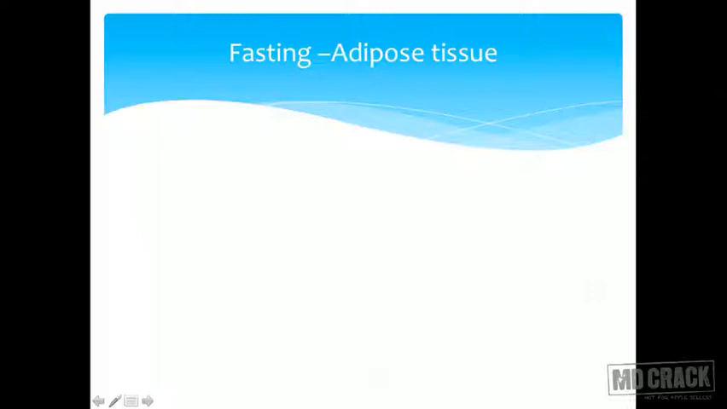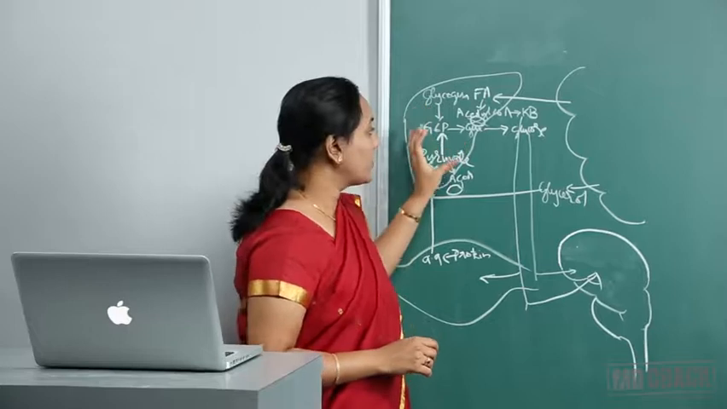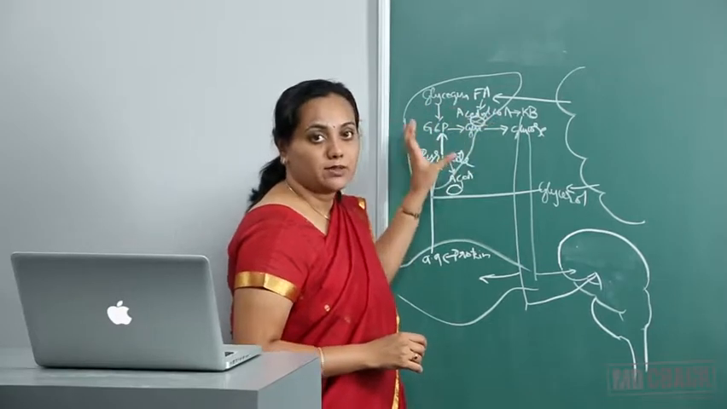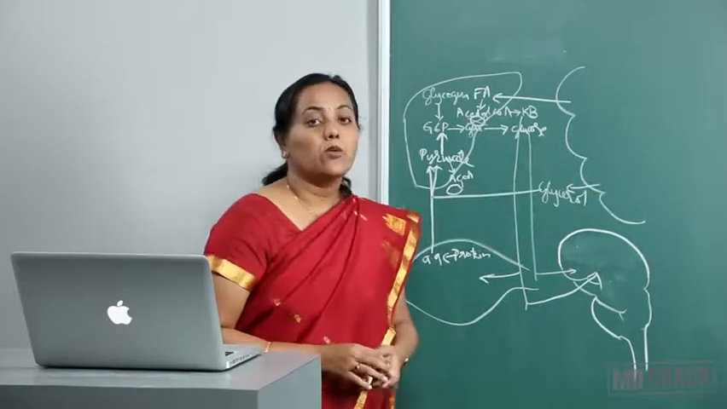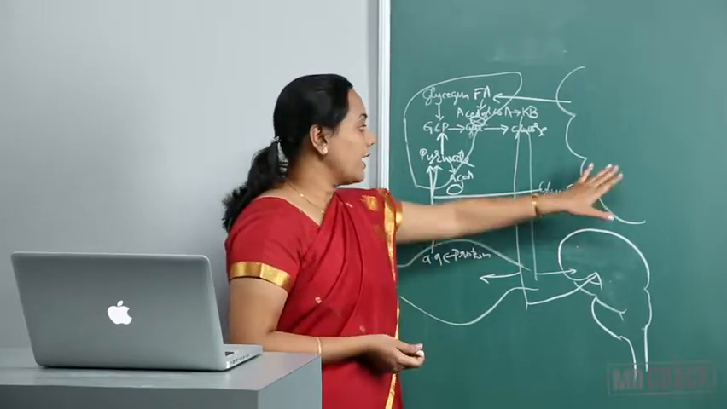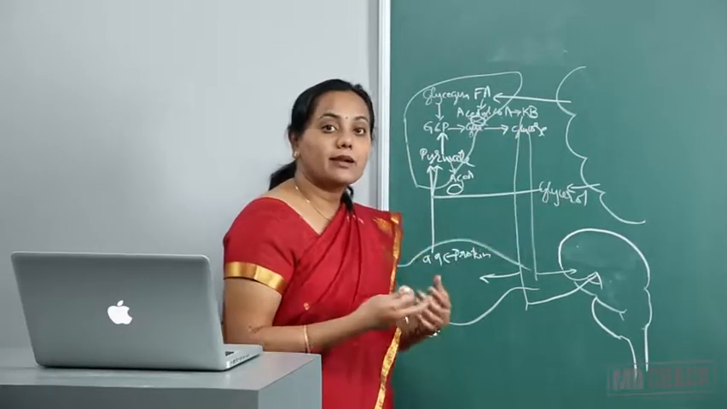Now what is happening? As I said, in the liver it is happening, all this carbohydrate, protein and lipid metabolism. We saw how it is happening in the liver. Now let us look at the adipose tissue. What is happening in the adipose tissue? Adipose tissue has to release, as I said, fatty acids. So how did it release them?